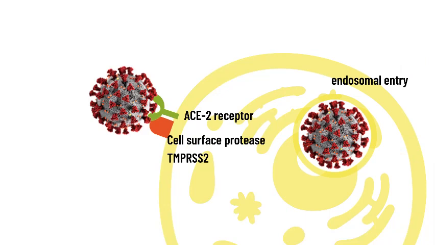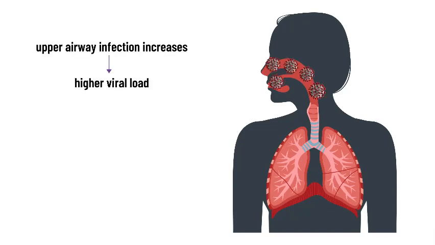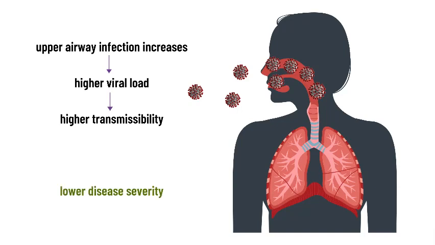This allowed a wider range of host cells to be infected, such as the upper airway region, leading to higher viral load and transmissibility through the upper airway. However, this is also the possible reason for lower disease severity caused by the Omicron variant, as the lower airway region such as the lungs are less affected.